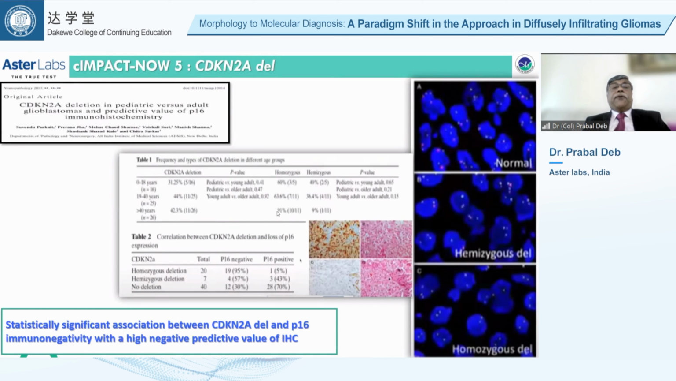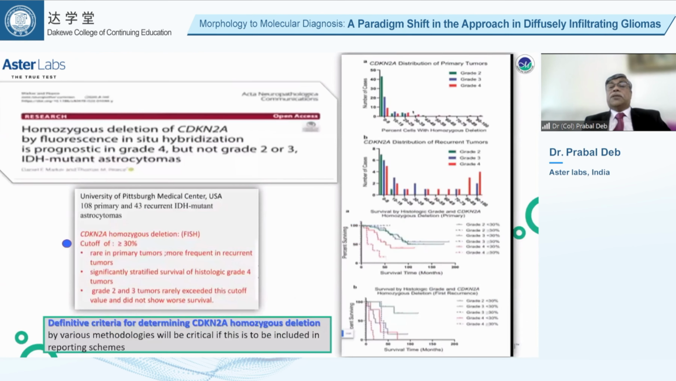This is a study from All India Institute, Delhi, where they found a significant association between CDKN2A deletion and p16 immunonegativity, for the predictive value of immunohistochemistry. It was a very good study which gave a good insight into the role of CDKN2A in gliomas, high-grade gliomas.